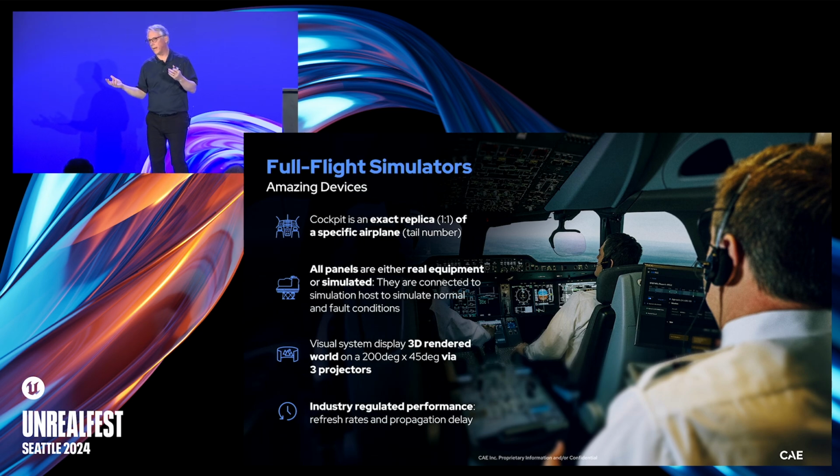We can also use simulated panels, and in a sense, this is easier. We just replicate the surface, and every dial and every display is completely driven by the software. But we have to replicate the same logic in that case. For the visual, you've seen the dome in the previous video, right? Typically it's a setup with 3 projectors, 200 degrees horizontally and 45 degrees vertically. And as I mentioned earlier, the refresh rate and the performance of that visual is mandated by the authorities. We'll get into the details in a later slide.